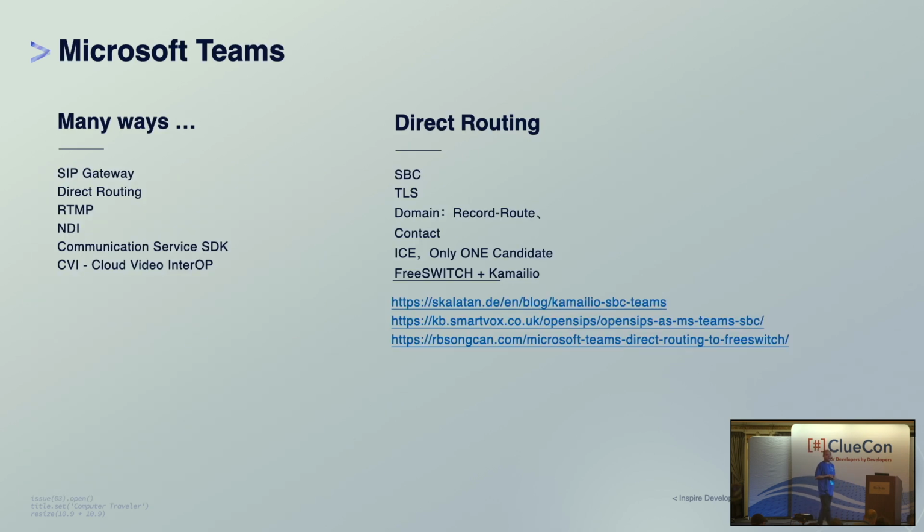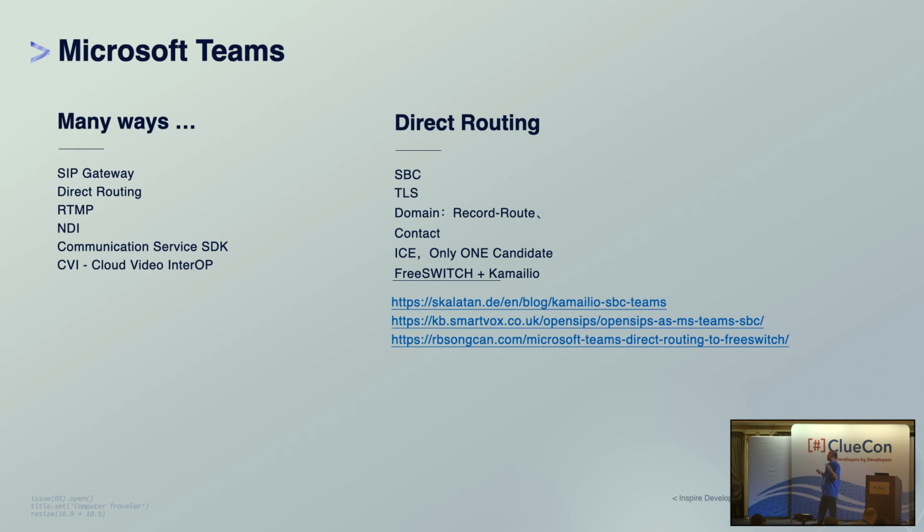Another use case is Microsoft Teams. We did a lot. We did connect to Microsoft Teams. It's audio only. We haven't made the video work, but the audio works. Microsoft Teams has many ways to work with SIP: SIP Gateway, Direct Routing, RTMP, NDI, but everything is complicated. We made Direct Routing work. Basically, we need an SBC. We use Kamailio as the SBC because Teams has some weird requests that FreeSWITCH doesn't support without changing code.